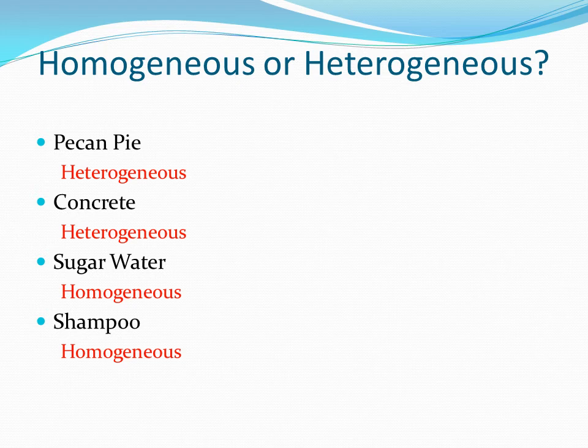Sugar water, or what we try to give to hummingbirds, we assume that that's fairly homogeneous because it is the same throughout. We don't typically have chunks of sugar sitting in our sugar water. Shampoo is also considered homogeneous because it is the same throughout. Now I know there's some soaps out there that have aggregates in them, stuff like that, but let's just consider a simple case where shampoo is the same throughout and therefore homogeneous.